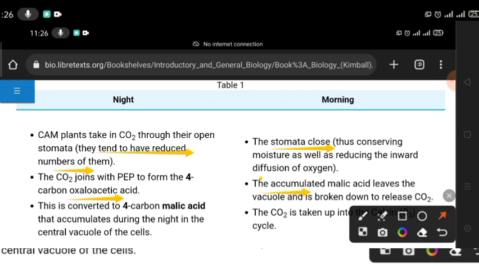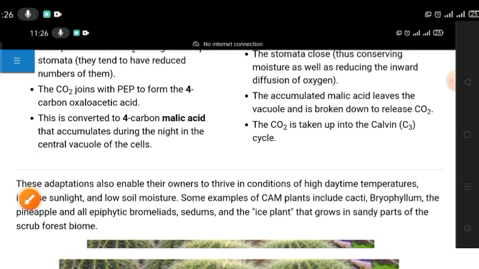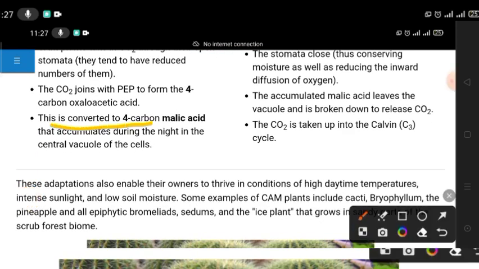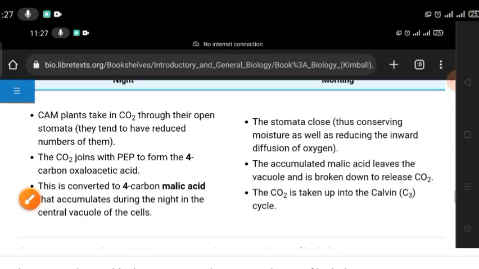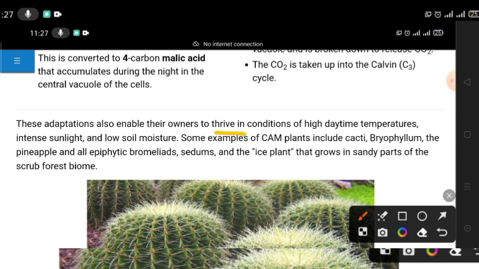This is converted to 4 carbon malic acid that accumulates during the night in the central vacuole of the cell. In the morning, the accumulated malic acid leaves the vacuole and is broken down to release carbon dioxide, while the carbon dioxide is taken into the Calvin C3 cycle in daytime. These adaptations also enable CAM plants to thrive in conditions of high daytime temperatures, intense light, and low moisture.